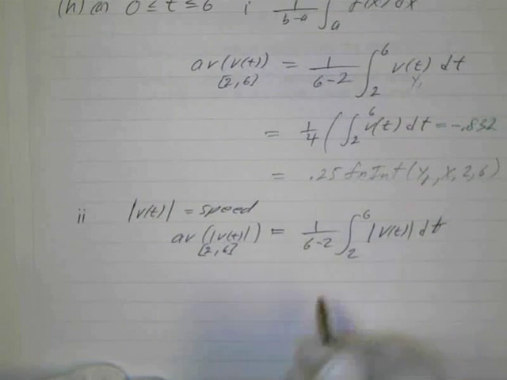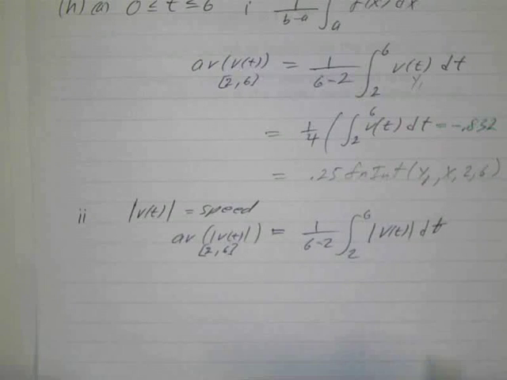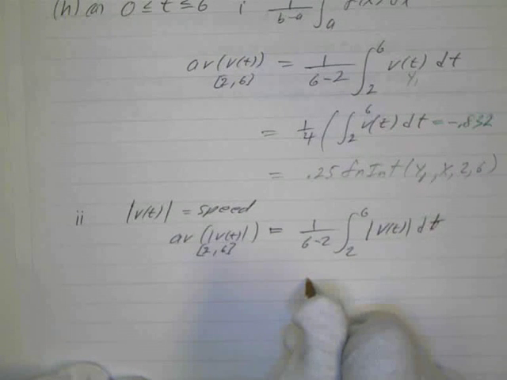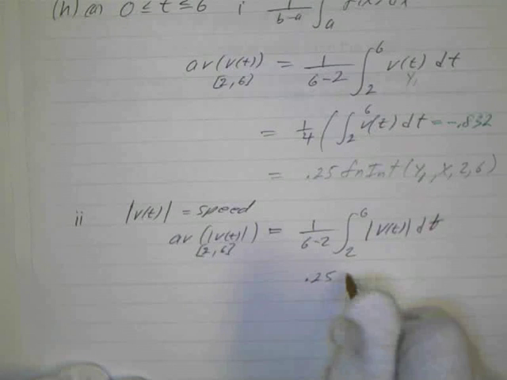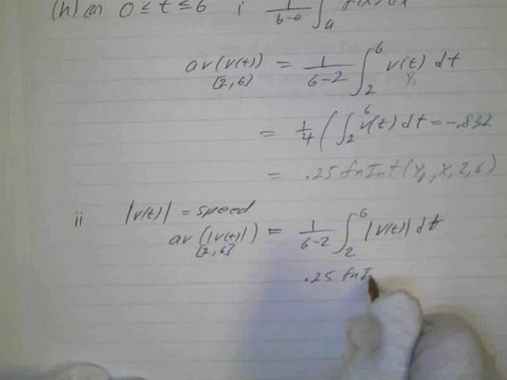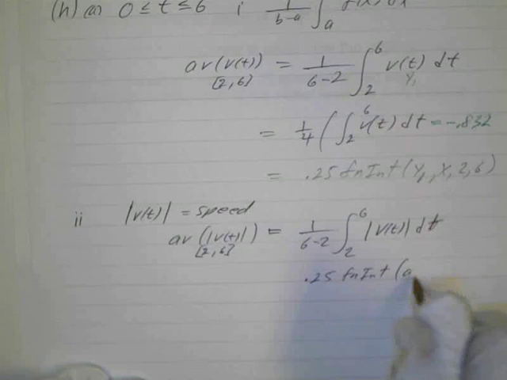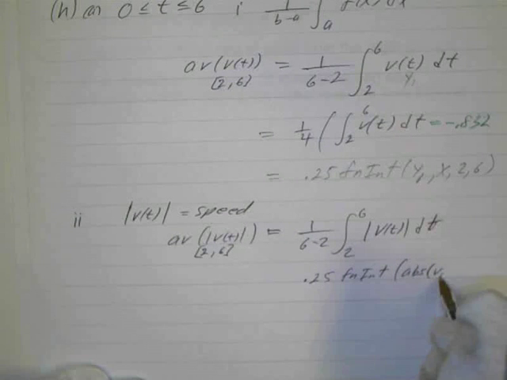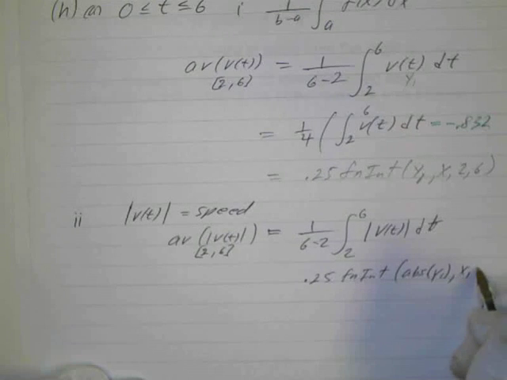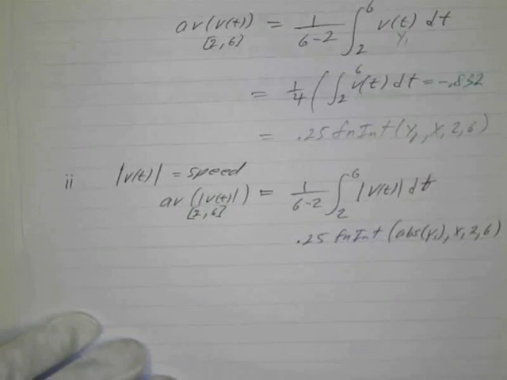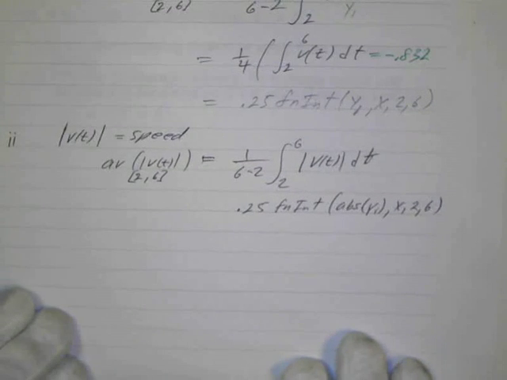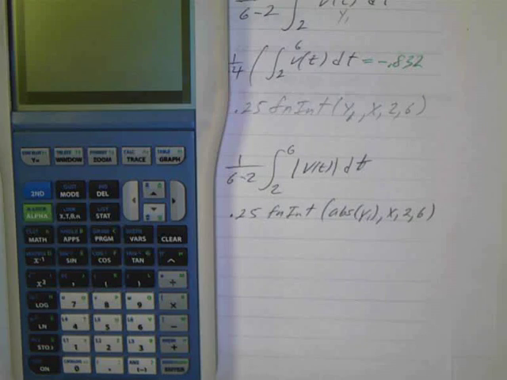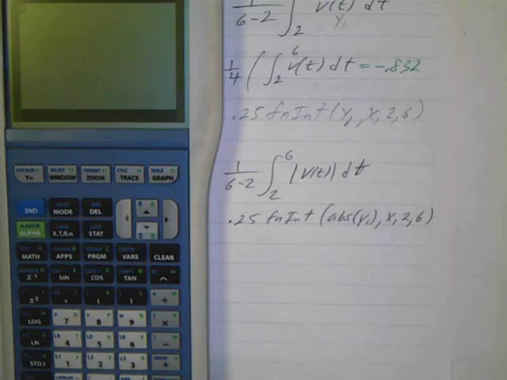And again, we're going to have 1/4, so we could just do this with our calculator, and that's going to be 0.25, and then I'm going to take the absolute value, and this is in y1 still, y1, 2, 6. So that's what you've got to do. That's all, and that's going to give you the average speed. And that's easy enough to do with our calculator, so let's get cracking on that.